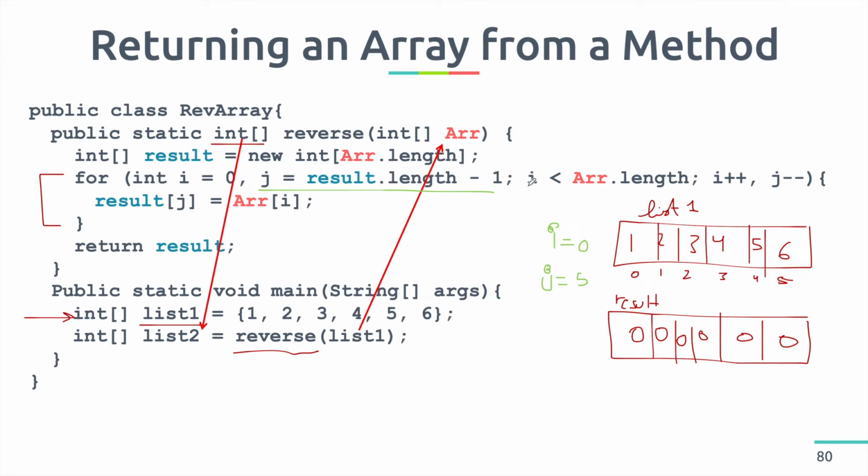And then before entering the body of the loop, we have to check that the condition is true. So I is less than the length, yes it is. I is 0, so it is less than the length. So now we can enter the body of the loop.